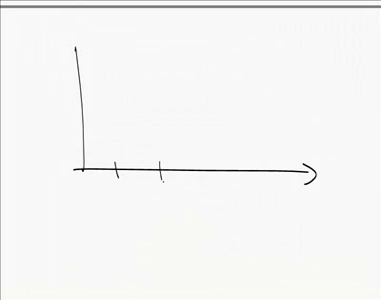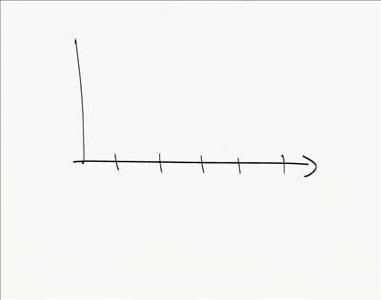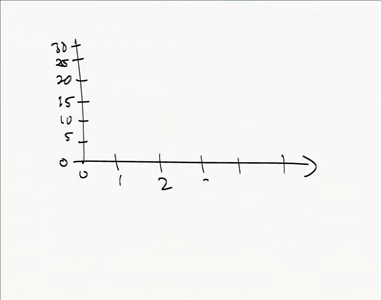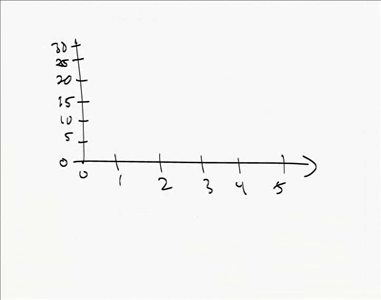So let's make a graph here. I think we had 1, 2, 3, 4 for our input, only up to 4. And then let's go by 5, 10, 15, 20, 25, 30. Now at t equals 0, the height of our graph is at 40, so we have to go up to 40 here. So there we go.